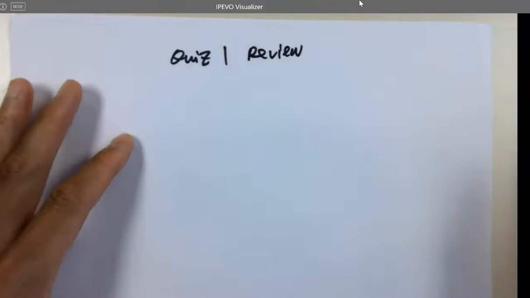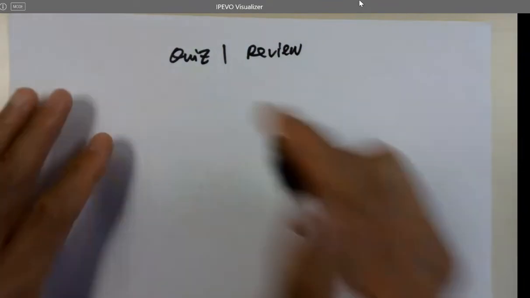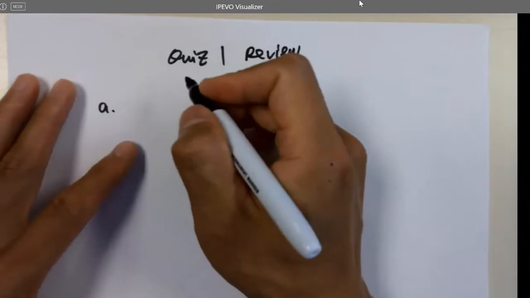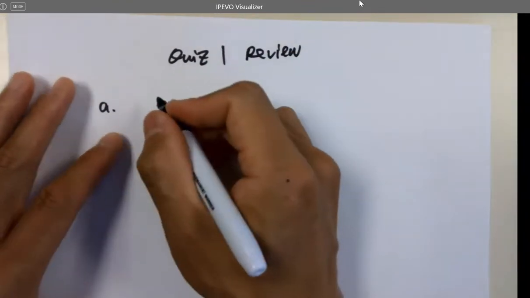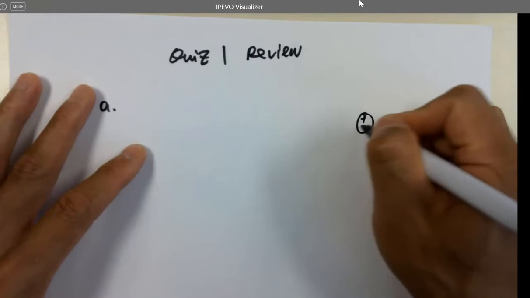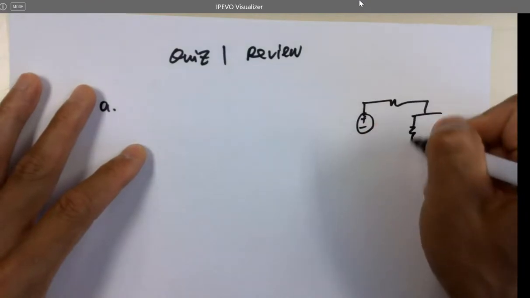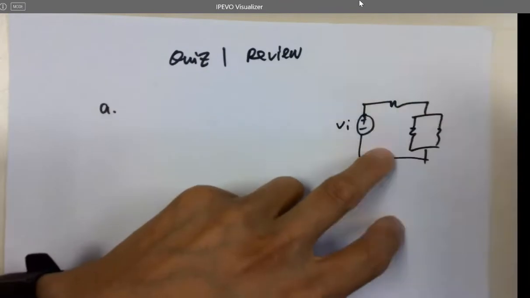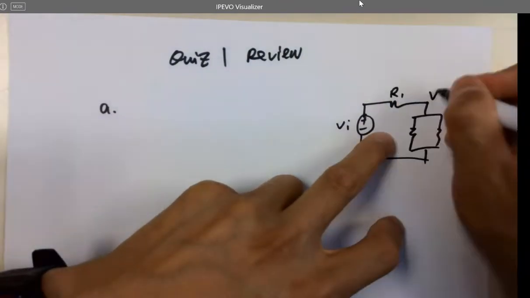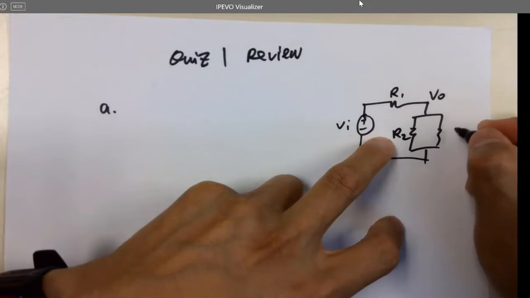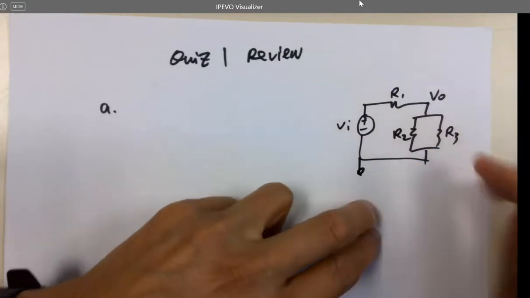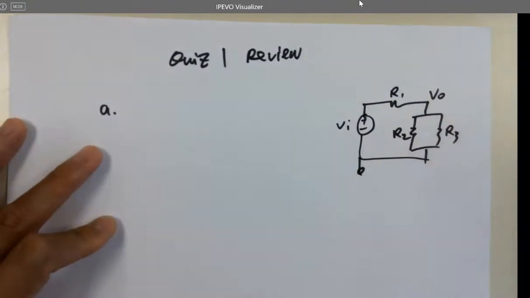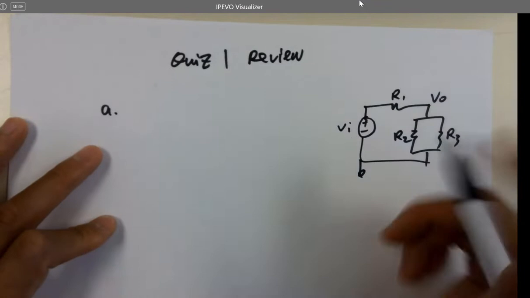We'll do a really quick review because I don't want to spend too much time on it. So for A, since you can look at your quiz, these are two parallel resistors. Voltage divider equation, no. So for A is overall resistance.